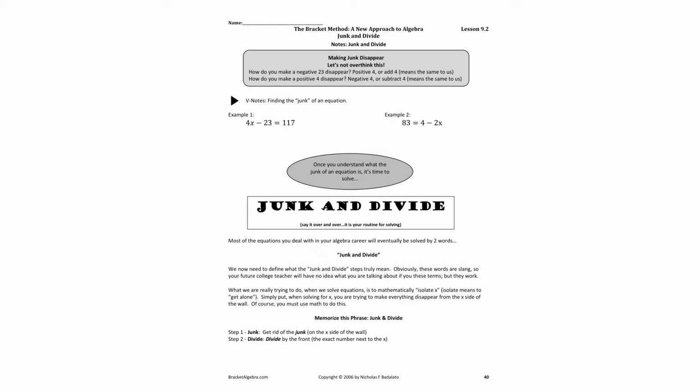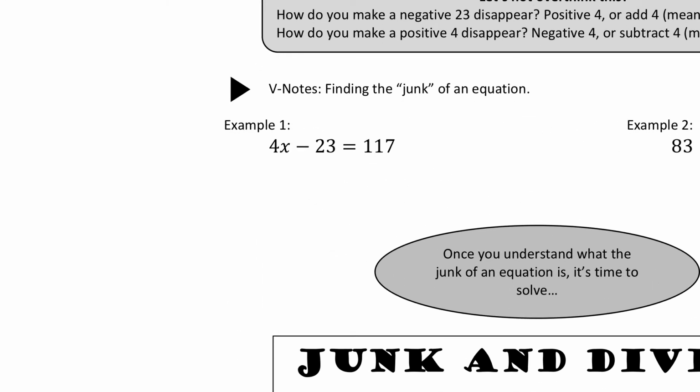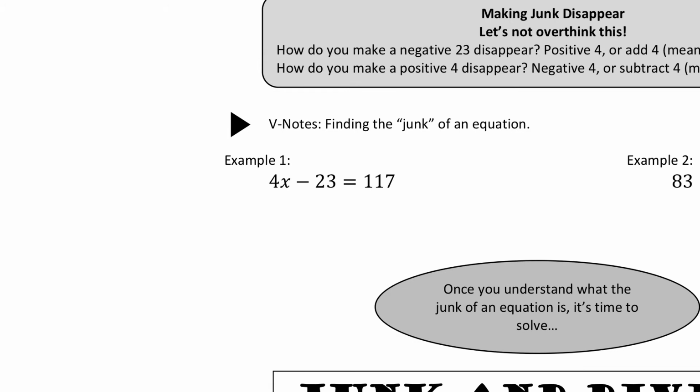This is the Lesson 9 video notes on junk and divide. We're actually going to spend a couple minutes on making sure we understand how to find what we call the junk of the equation. If you take a look at example 1, again, our unwritten rules are make sure we draw the wall, and in this case, write down the equal sign, and we are going to look at the x side. Now again, my kids don't ever mark it like this, just so you guys know. But basically, we're looking at the x side.